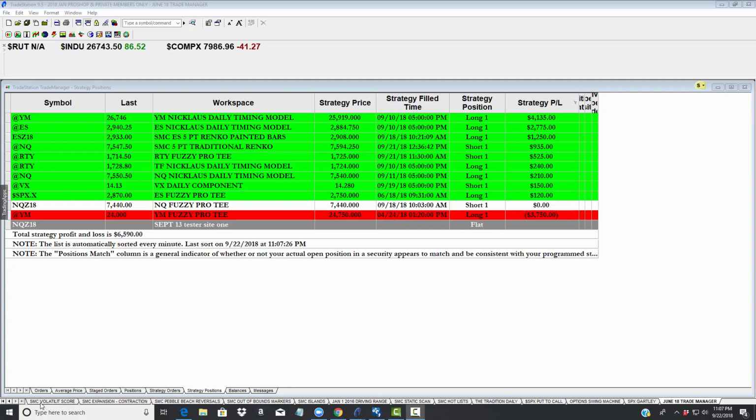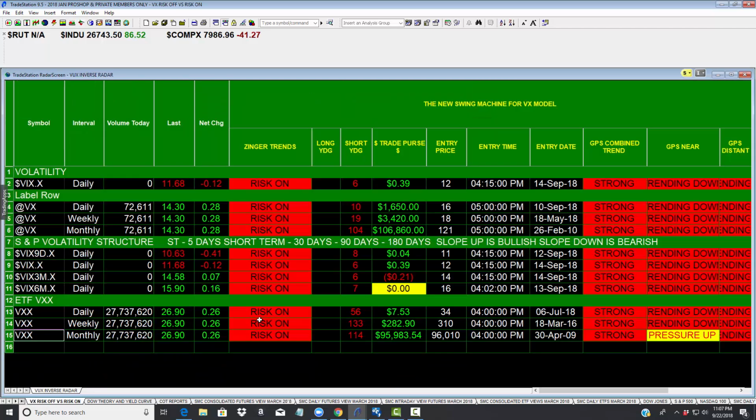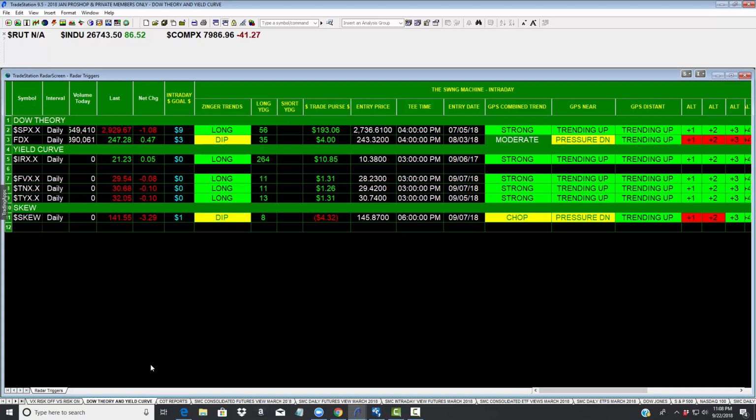The next tab that we'll go to on a nightly basis is not the volatility score, but the VIX model. And here we're looking at the structure of the VIX, and the swing machine tells us what the atmosphere is for risk. And right now it's been risk on. But we have a multitude of systems, and we try to help interpret where that is. So please don't make a judgment on the market based on what we're showing you here Saturday. We'll also come to the Dow theory in yield curve.